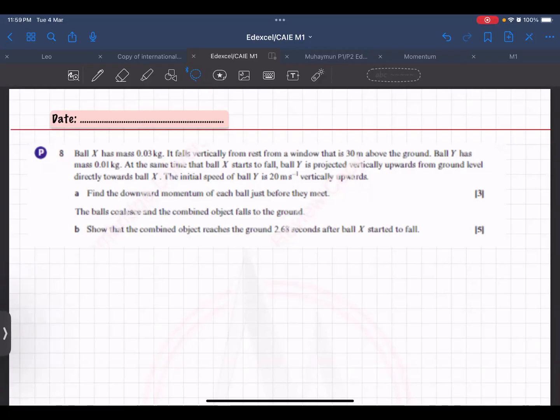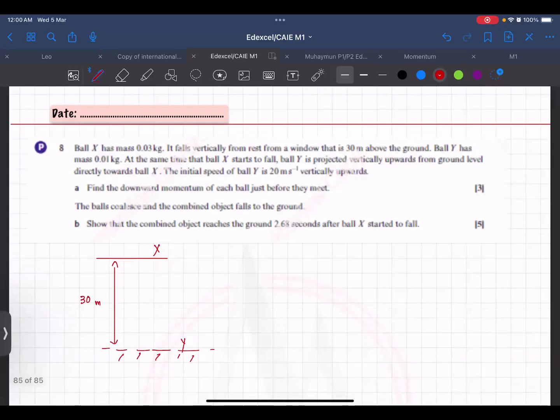Look, Mortaza gave us a very good idea. He told us that initially the ball was at a height of 30, right? Let's suppose this is the ground. Ball X is over here, ball Y is over here. Distance between them is 30 meters. Okay, ball X is coming down.